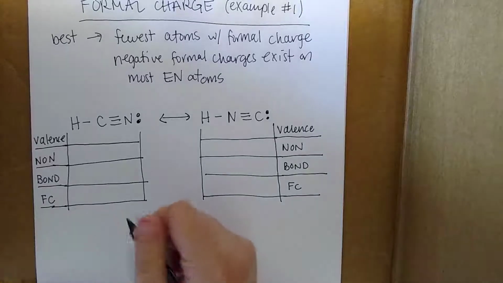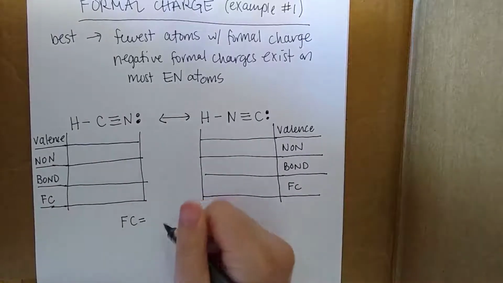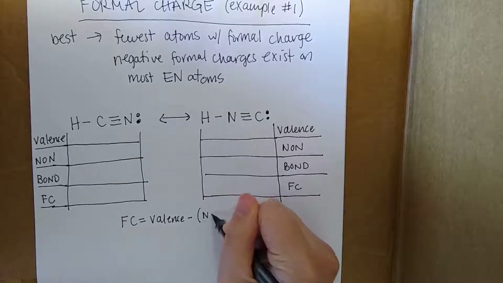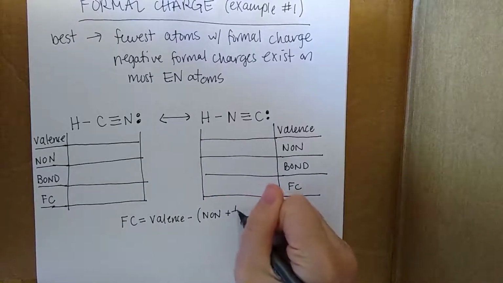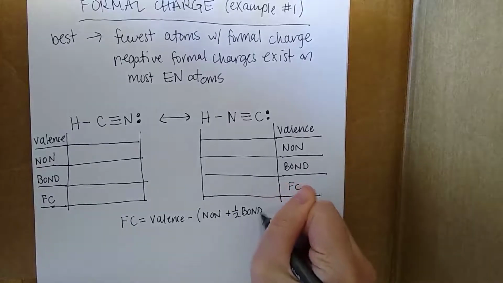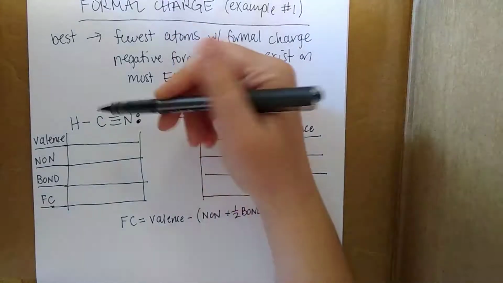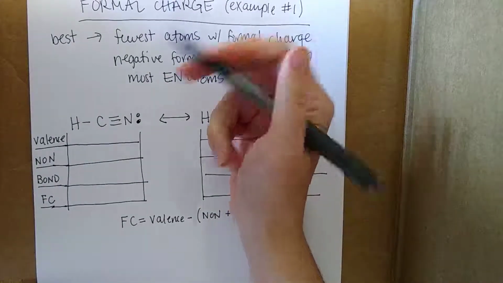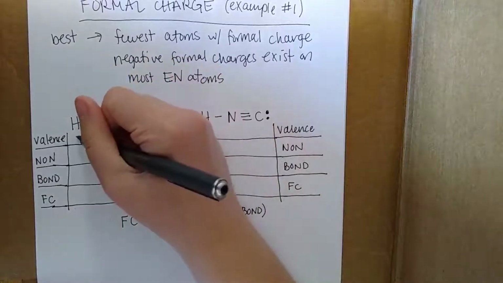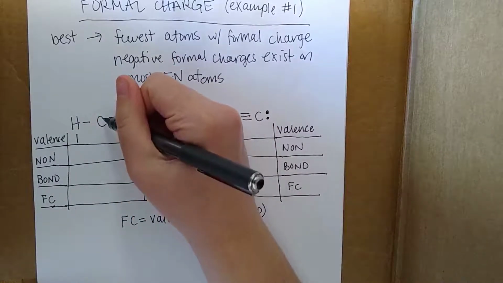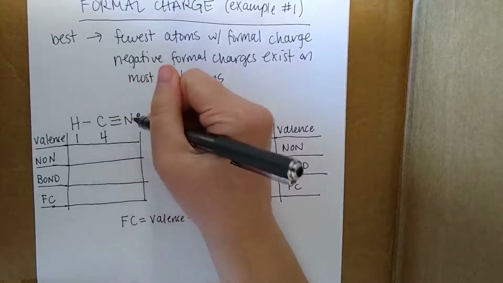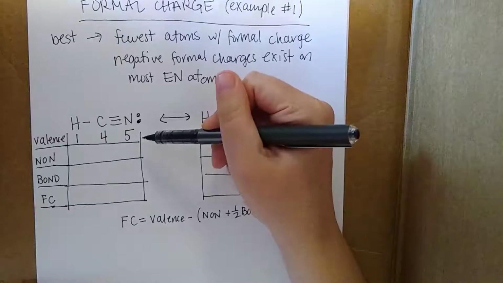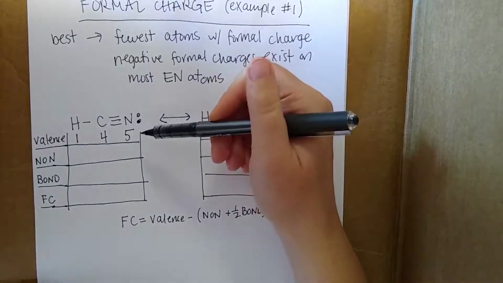So remember, the way to assign formal charge is to count the valence electrons and then subtract the non-bonded electrons plus 1/2 of the bonded electrons. So let's do that first for this molecule over here on the left. We know the number of valence electrons for hydrogen is 1, for carbon is 4, and for nitrogen is 5. And this is straight from the periodic table, or the electron configuration.